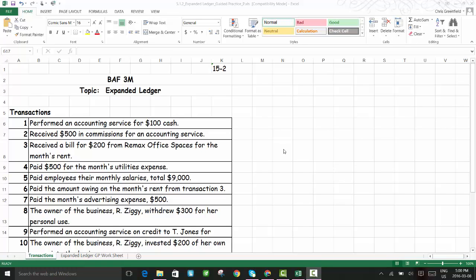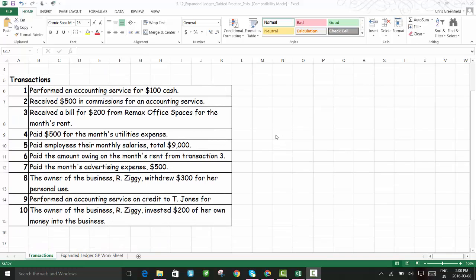Hi, accounting students. In this lesson, we are going to look at how to analyze and begin the thought process behind processing transactions that use our expanded ledger, specifically the expense and revenue accounts and drawings and capital accounts.